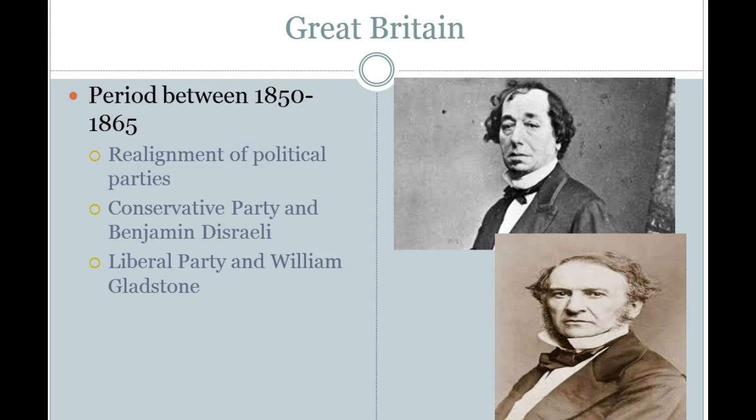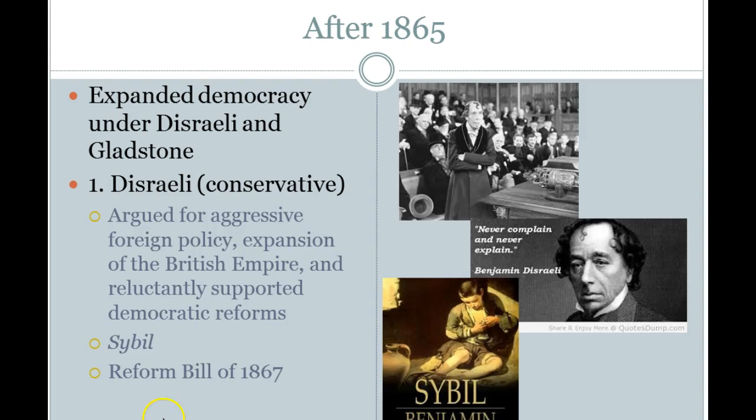So, after 1865, we are going to see that Britain saw expanded democracy under Disraeli and Gladstone, who were political opponents. That just means they're going to get more people to vote. We're going to see more and more people. Because remember, Britain's not like France right now. We've only got 1/8 of our individuals able to vote because there's still property mandates. Not like France that has universal male suffrage right now.